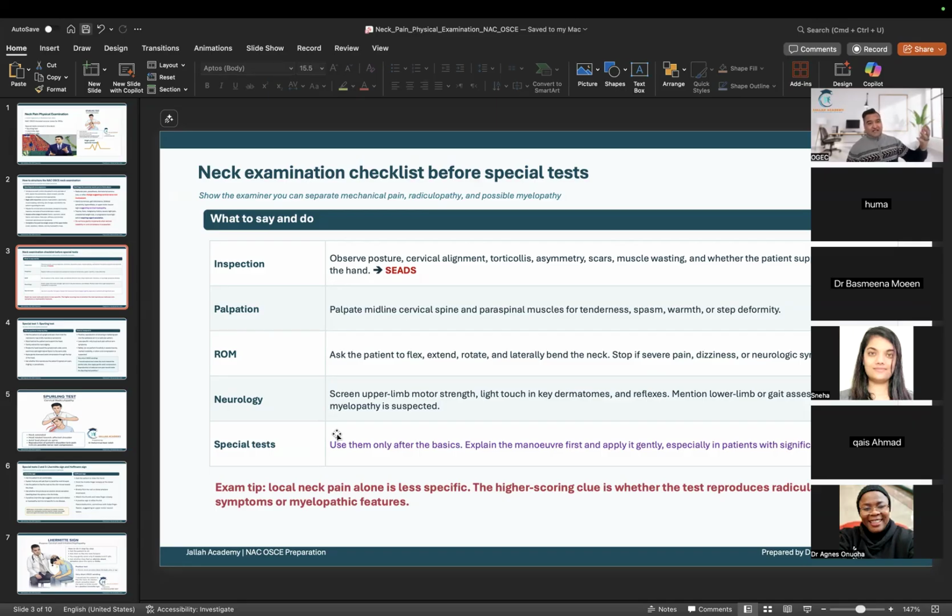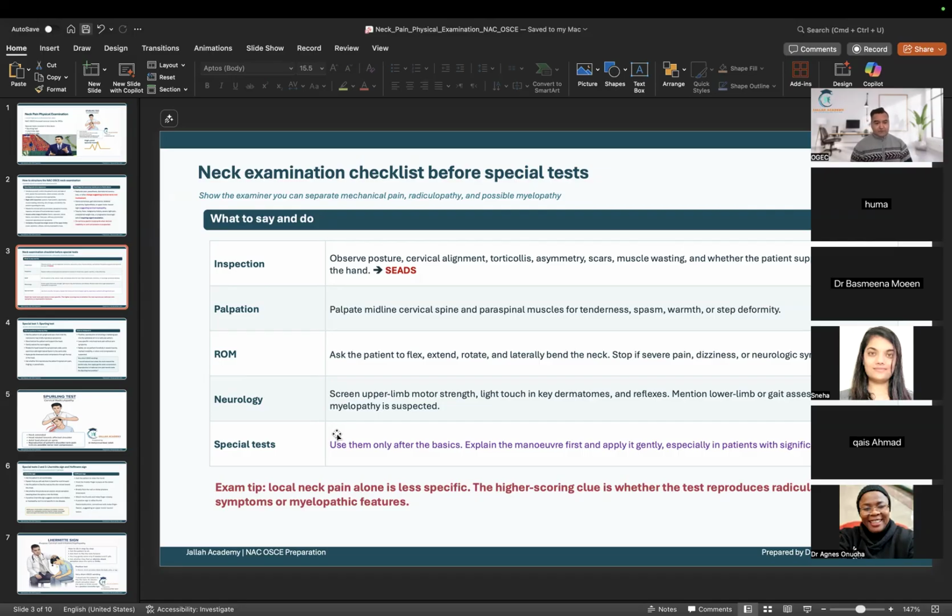So it, again, comes back to time management. If you know that you can manage your time, always do it at the end. That's why it's called special. But if you know that you might run out of time at the end and you don't want to take the risk, do it before the neurological examination.